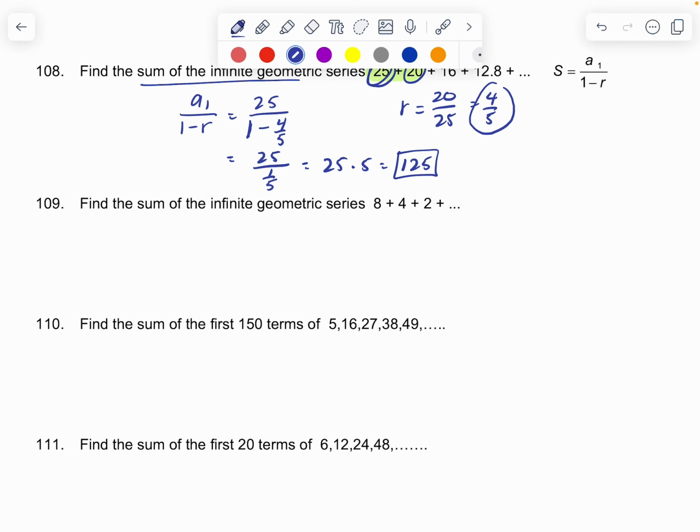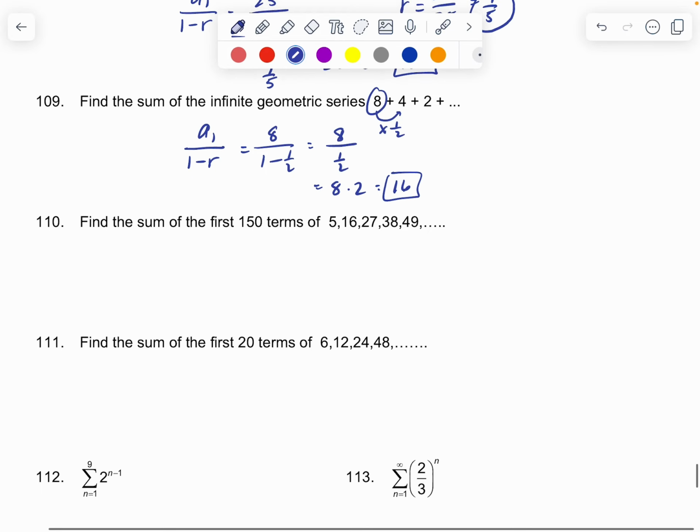Find the sum of the infinite geometric series. Again, we're going to use a sub 1 over 1 minus r. So a sub 1 is 8 over 1 minus... Now, what do I multiply to get to 4? I'm multiplying by 1/2. I'm halving it, right? So this is 1/2. And then I know that 1 minus 1/2, sorry, this should be an 8. 1 minus 1/2 is 1/2. And if you divide by 1/2, that's the same as multiplying by 2. So that should be 16.